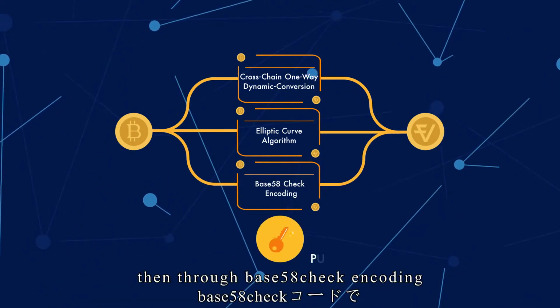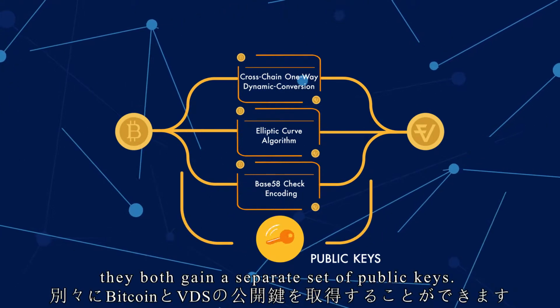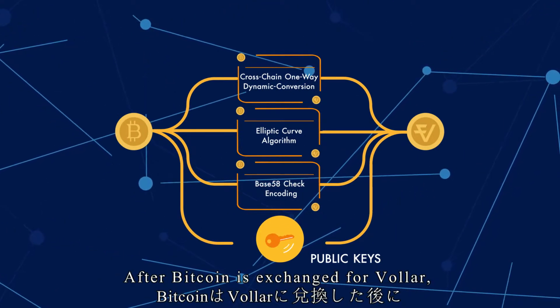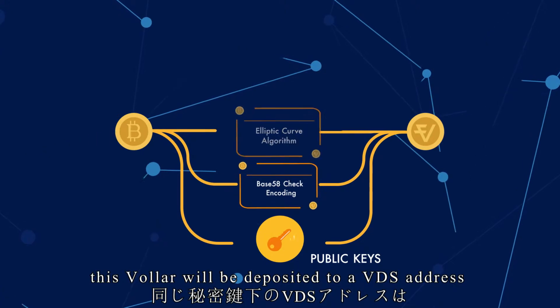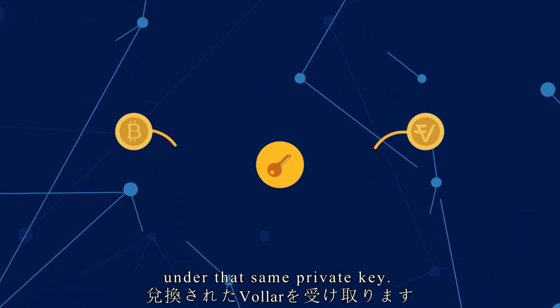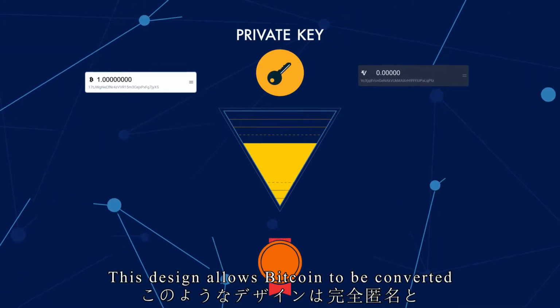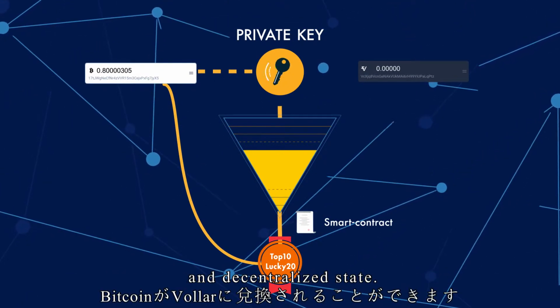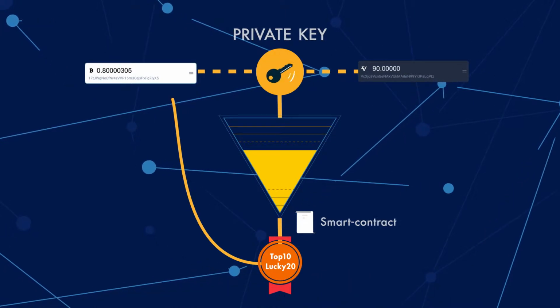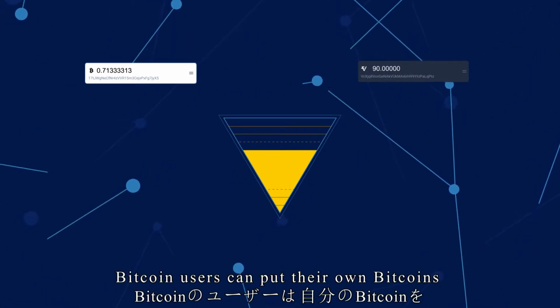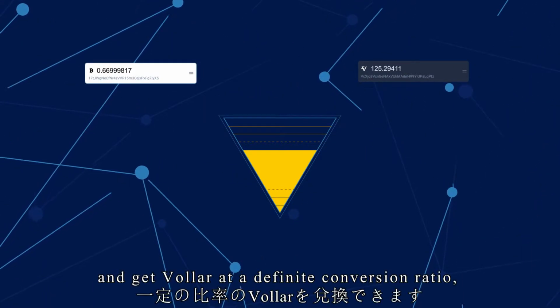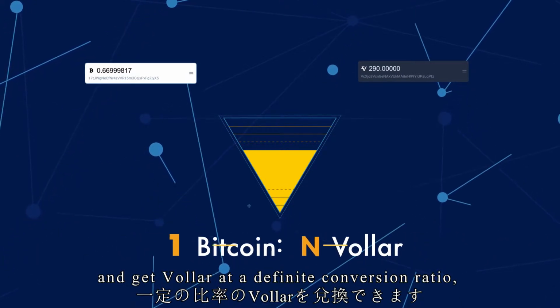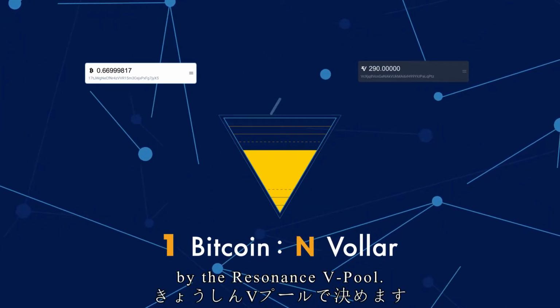Then through base 58 check encoding, they can both gain a set of public keys. After Bitcoin is exchanged for Vollar, this Vollar will be deposited to a VDS address under that same private key. This design allows Bitcoin to be converted for Vollar under a completely anonymous and decentralized state. In other words, Bitcoin users can put their own Bitcoins through resonance trade and get Vollar at a definite conversion ratio, which is decided by the resonance V pool.